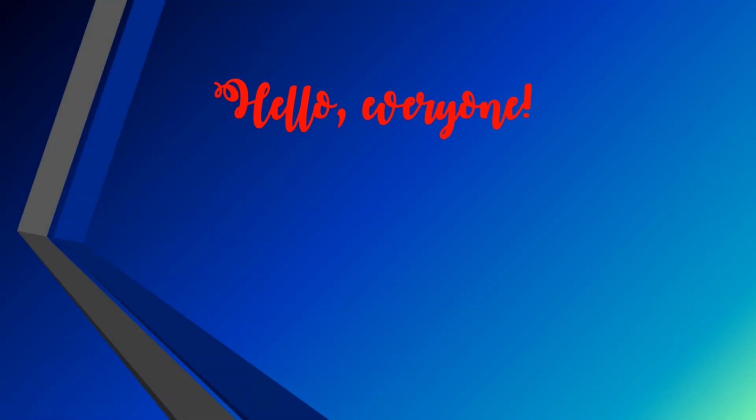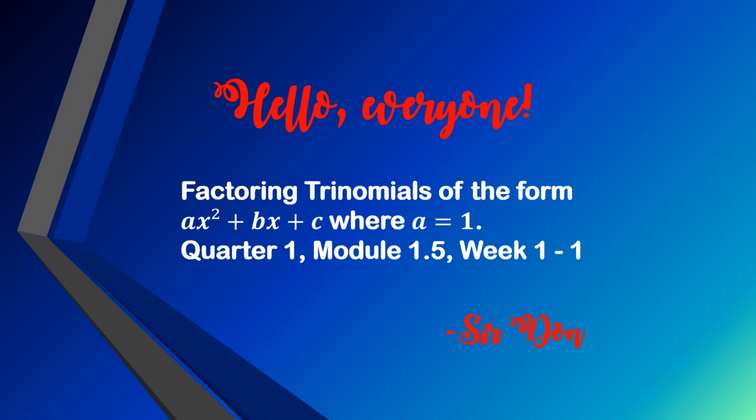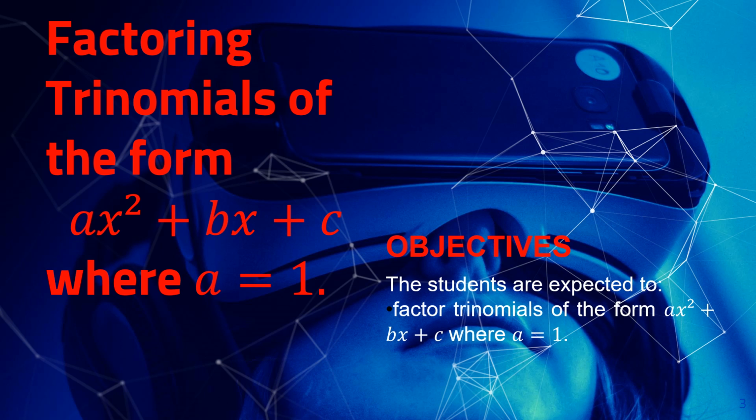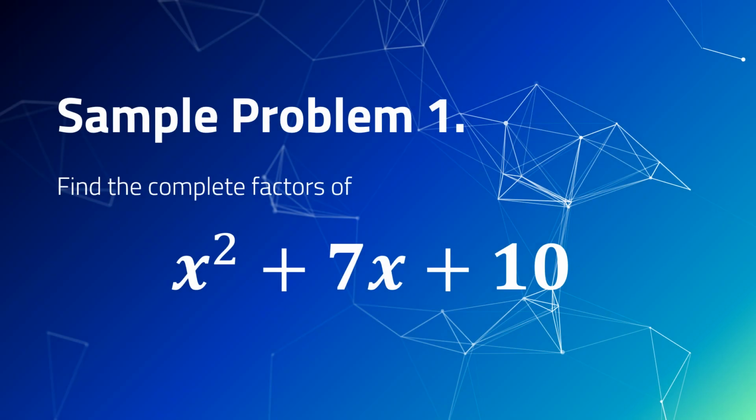This is Sir Don, and now we are going to factor trinomials of the form ax squared plus bx plus c, where the leading coefficient a is equivalent to 1. In this lesson, we are going to factor trinomials of the form ax squared plus bx plus c, where a equals 1. Again, the leading coefficient is equivalent to 1. So we have this first example. Find the complete factors of x squared plus 7x plus 10.